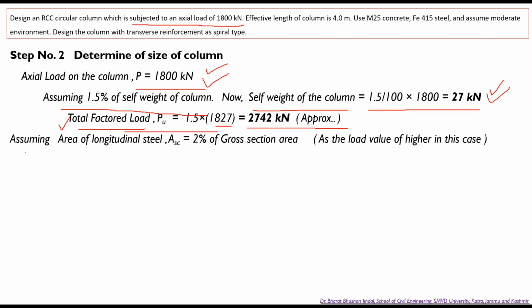Now, since no information is available regarding the longitudinal reinforcement, and since the load is a very moderate type of loading, not a heavier type of loading, we will assume that the area of longitudinal steel, that is steel under compression, is 2% of the gross sectional area.